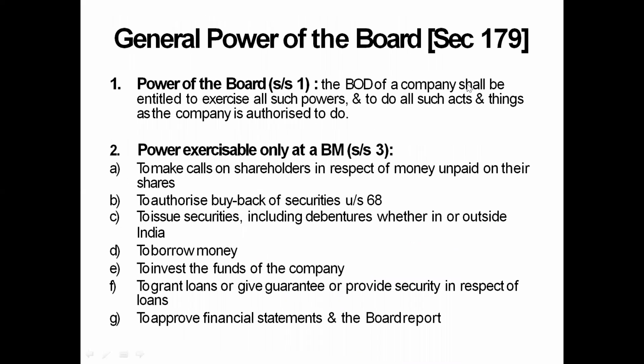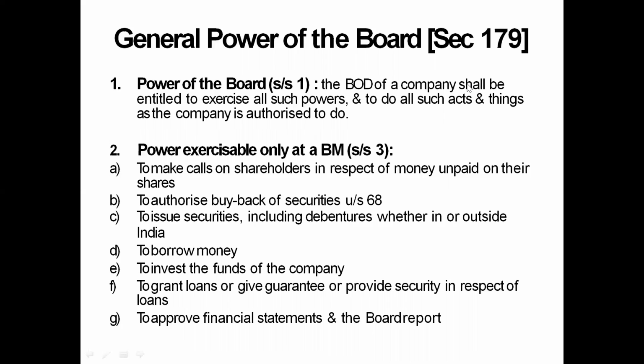In general, the power of the board is given under section 179. Under subsection 1, the board of directors of a company shall be entitled to exercise all such powers and to do all such acts and things as the company is authorized to do.